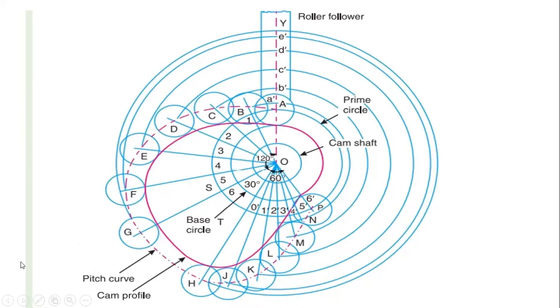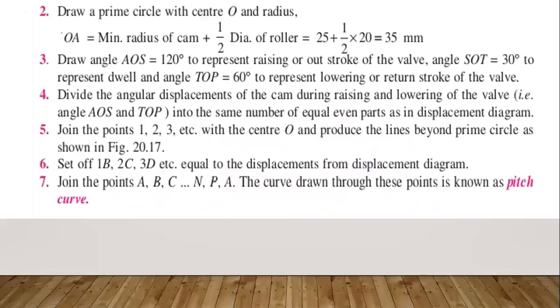In the knife edge follower, you are only drawing the points, that is, the tip of the follower touches the cam only. But here, the roller is used to roll on the curve. So that is why for every point we are going to draw the circles. So in total, 12 circles have to be drawn for the 6 outstroke points and 6 return stroke points. So this is the procedure for drawing the cam profile. See it for a while for better understanding.